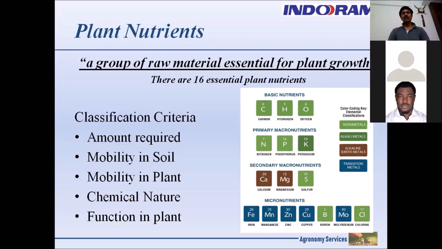We can divide these nutrients into different subgroups based on the amount required, meaning the quantity of that particular nutrient required for plant growth. We can also classify them based on their mobility in soil and plant. Then there is chemical nature: we can classify those 16 elements based on their chemical nature. And each nutrient has a different function inside the plant, so we can classify them by function in plants. So let's try to understand this classification further.